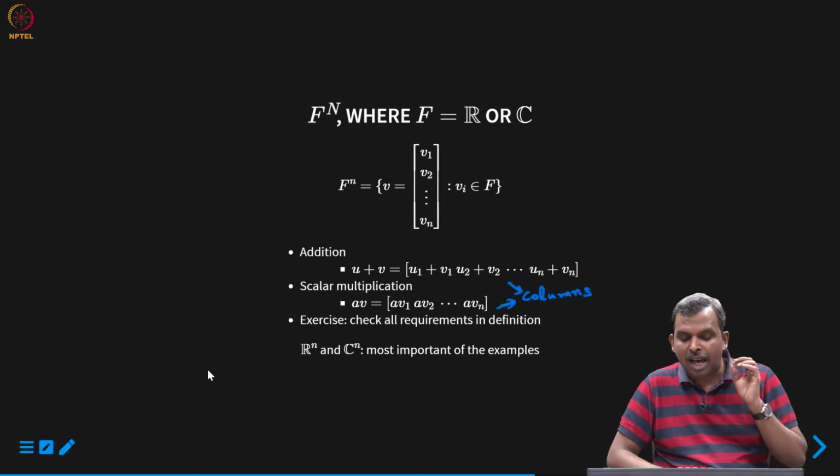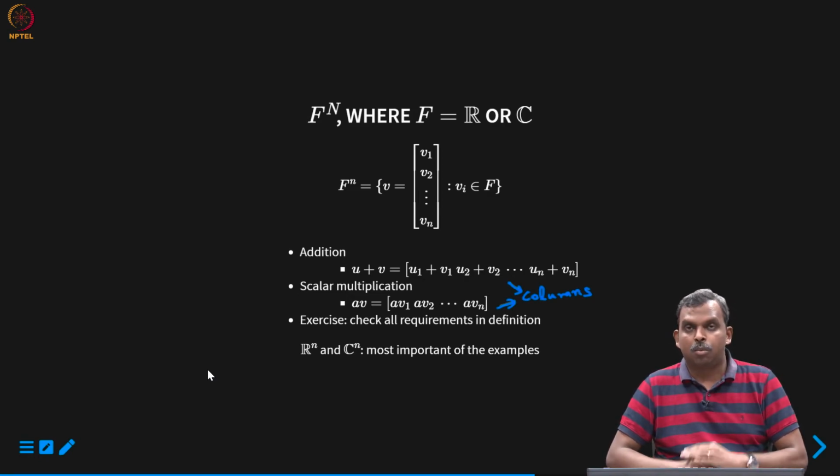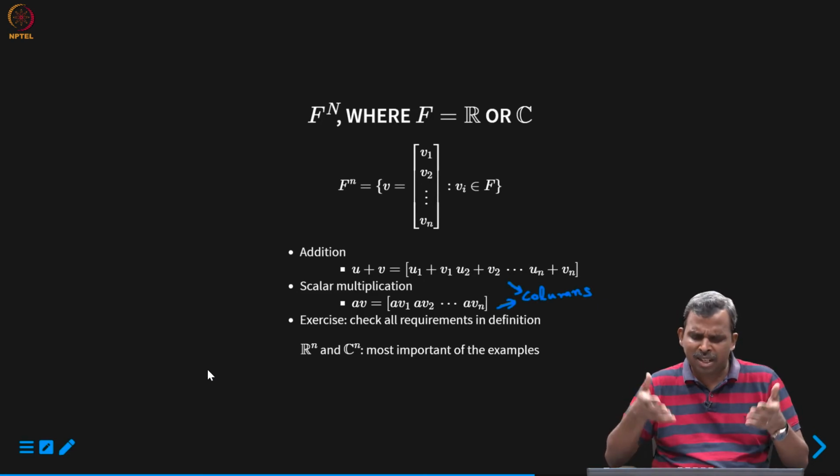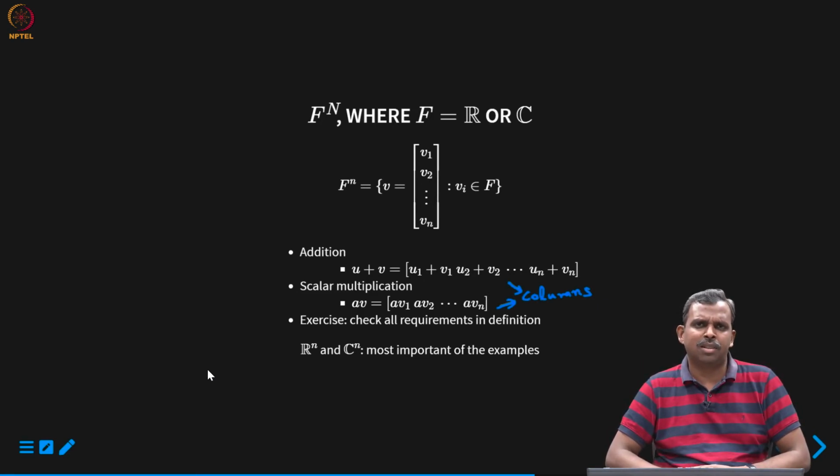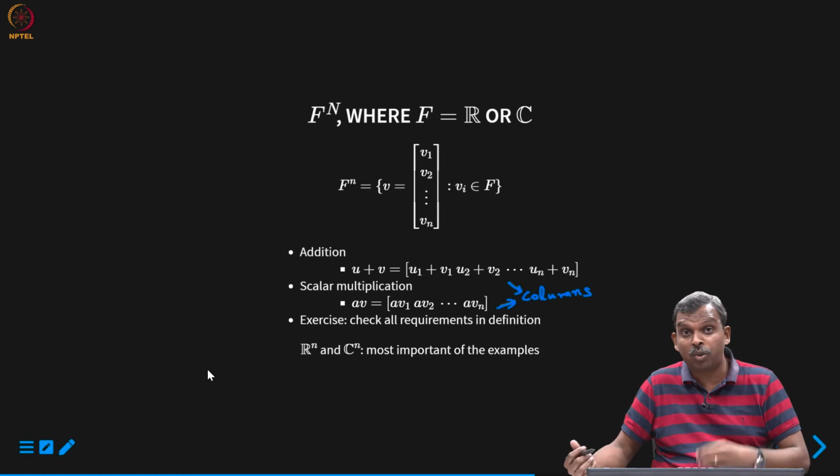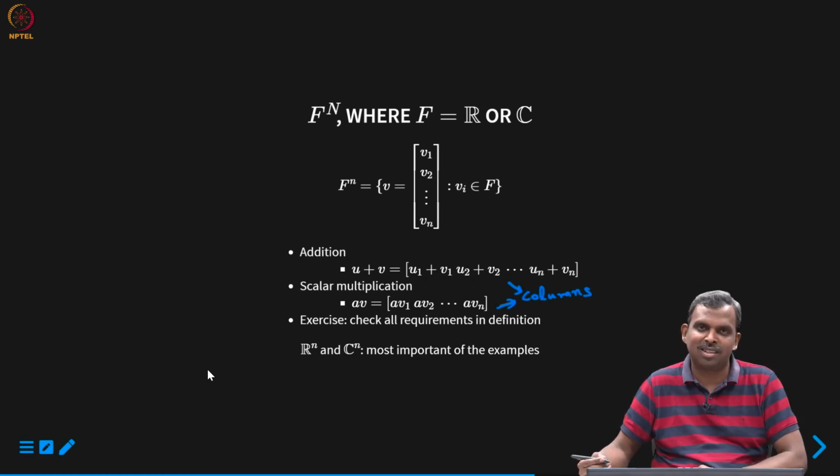So this R power n and C power n are the most important of all these examples. Many of the examples, we'll primarily look at only these examples. There's a particular reason for it. We'll see that later also. So this is the easiest, the simplest example, an example hopefully you're familiar with. You've done enough operations with this vector space.